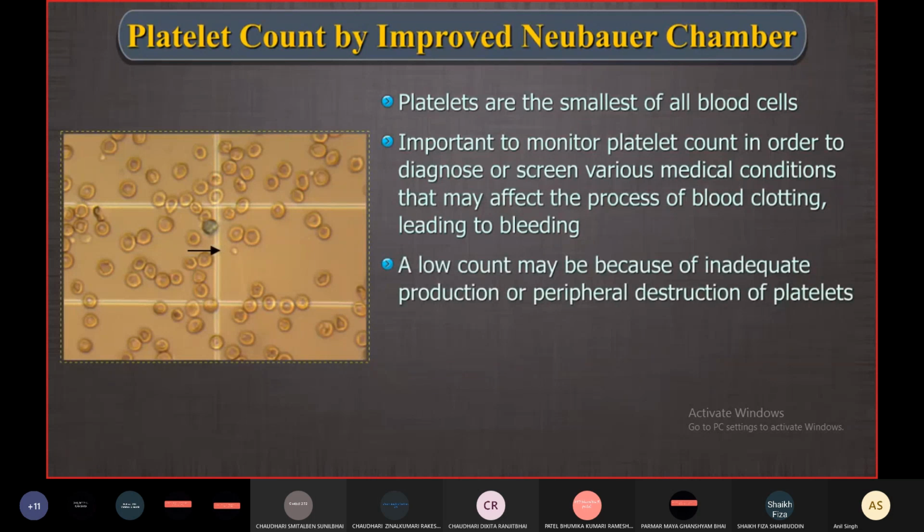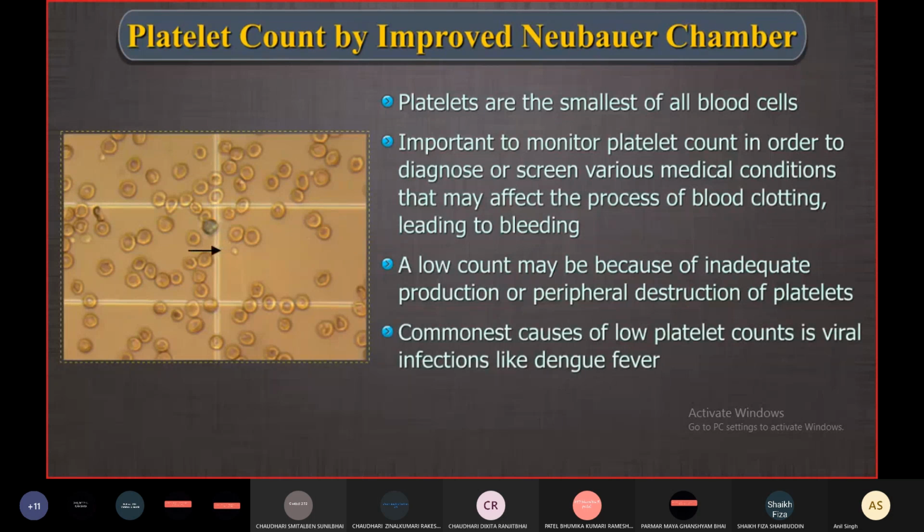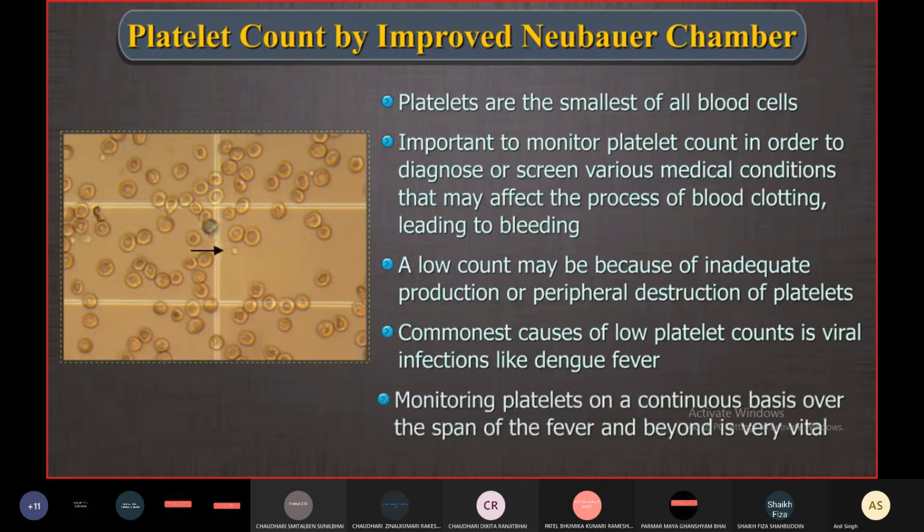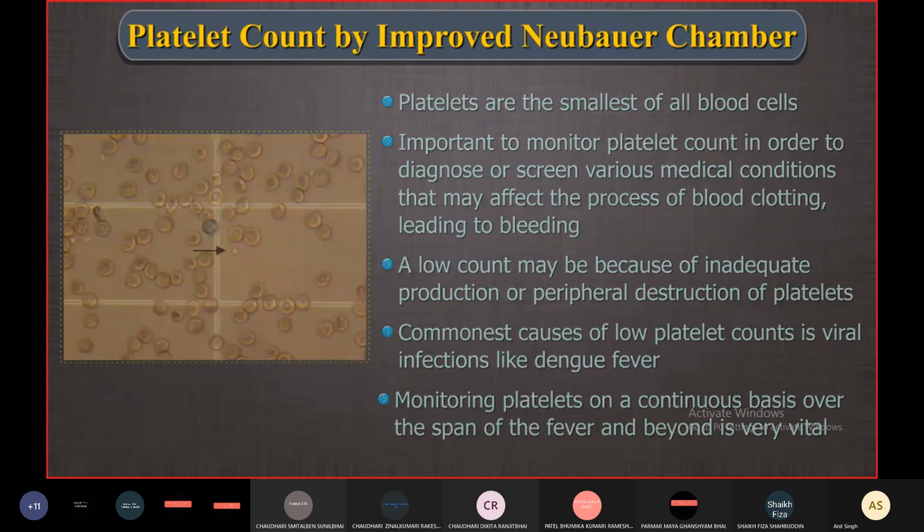A low count may be because of inadequate production or peripheral destruction of platelets. One of the commonest causes of low platelet counts is viral infections like dengue fever. Monitoring platelets on a continuous basis over the span of the fever and beyond is very vital. Hence, it is important to thoroughly understand the counting process.